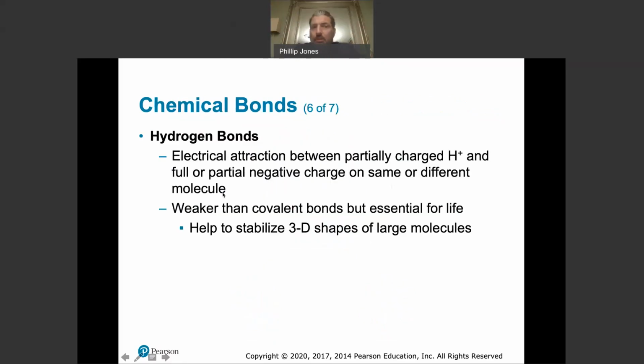All right, so hydrogen bonds are electrical attraction between partially charged hydrogen. All right, remember, there's always a positive because they have that one electron always floating around. It doesn't like to be like that. It wants to give it up to something else. All right, it wants the outer shell to be full, so it's going to want to give it up so they can share that when they bond. Each one of their outer shells, hydrogen and whatever halogen it connects to, will have their valence electrons full. All right, and full or partially negative charge on the same or different molecule.